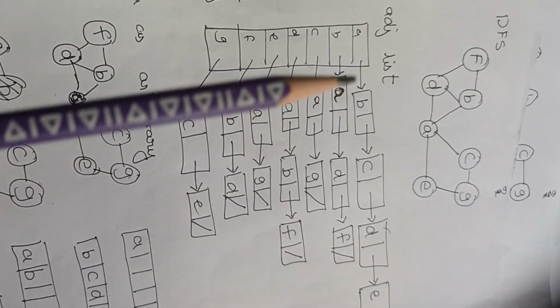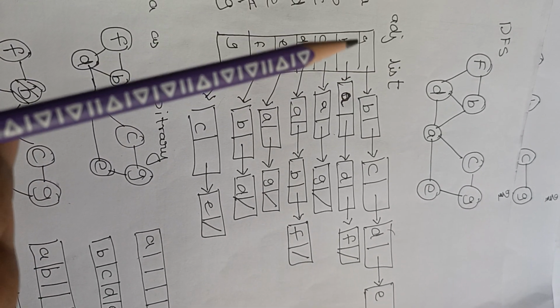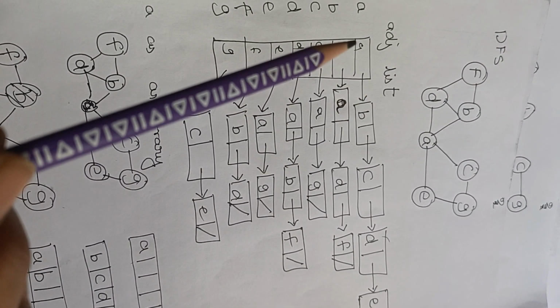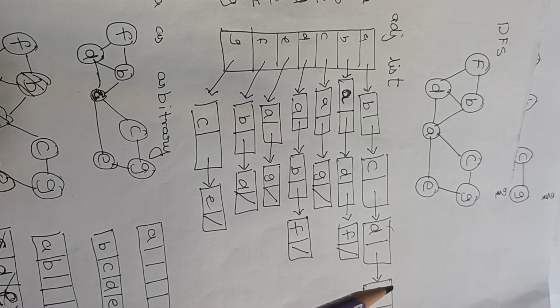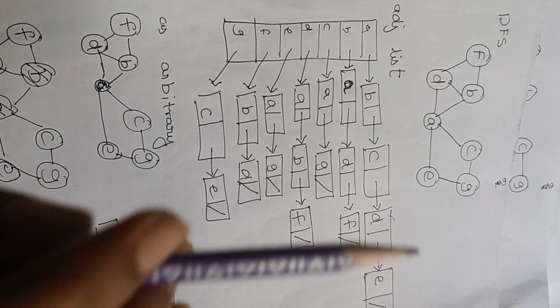If they are asking you to create an adjacency list, just create a table with all the vertices' names. Look at the graph. For one vertex, who all are its neighbors, write it in the form of a linked list. This is called the adjacency list for a graph.